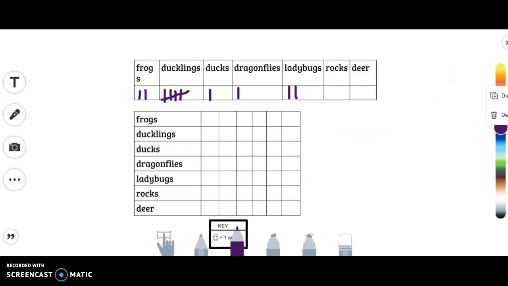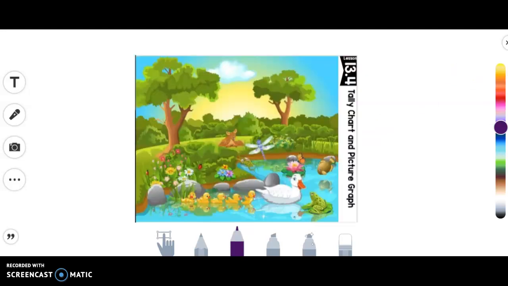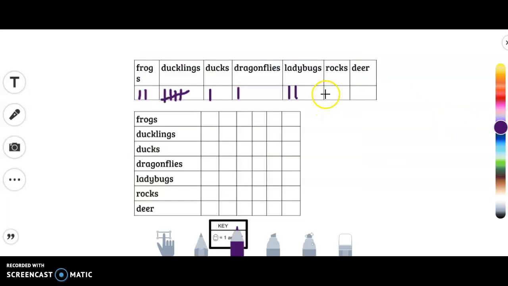Rocks. Think about what color rocks are. Some of them are kind of hard to see. I'm going to start back here with the harder ones to see. I see 1, 2, 3, 4, 5, 6, 7. 7 rocks. Okay, now I don't have a lot of space here. Let's see if I can do this. Tally 1, 2, 3, 4. Tally up 5, 6, 7.